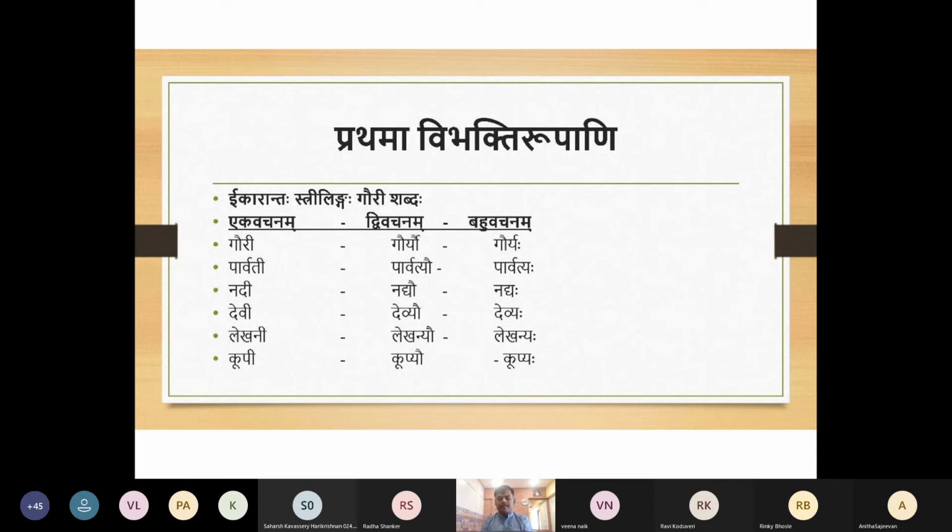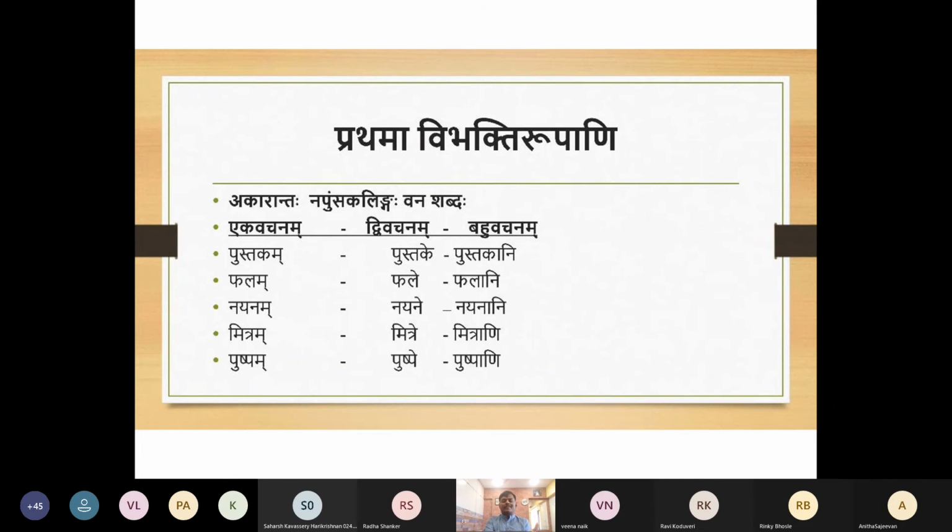Gauri, Gauryau, Gauryaha. Nadi, Nadyau, Nadyaha. Parvati, Parvatyau, Parvatyaha: one Parvati, two Parvatis, three or more. Actually nobody says this in practice, but only for grammar purpose. Just to tell you that the Ikaranta Strilinga Shabdas, Nadi, Gauri, Devi, Lekhani, Kupi, they all take the same form: Devi, Devyau, Devyaha, Lekhani, Lekhanyau, Lekhanyaha, Kupi, Kupyau, Kupyaha. One bottle, two bottles, three or more bottles.